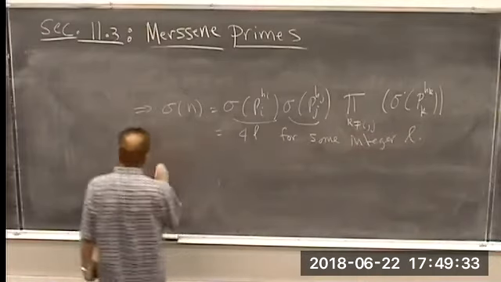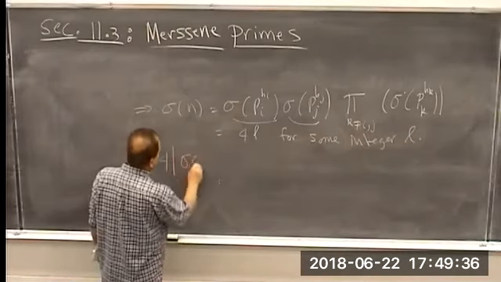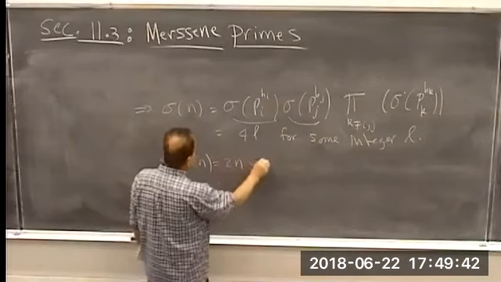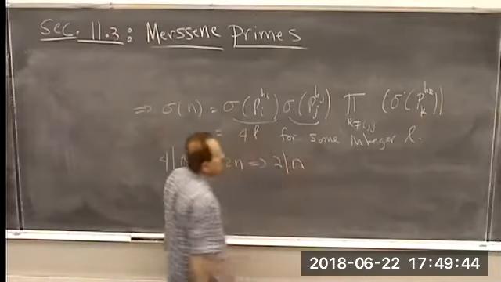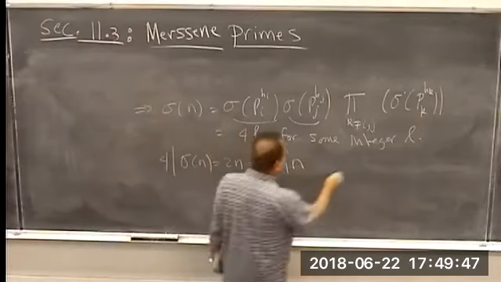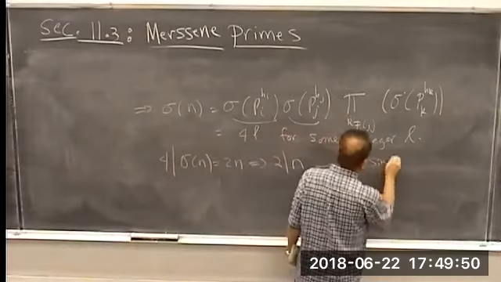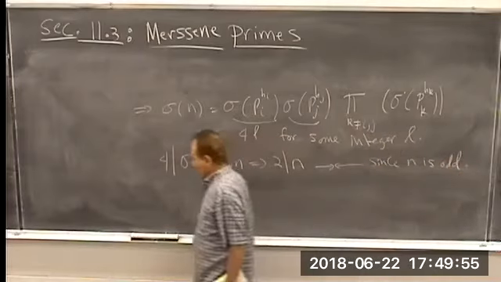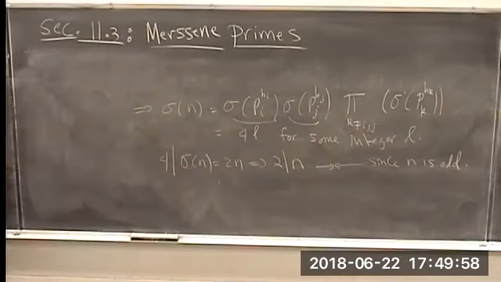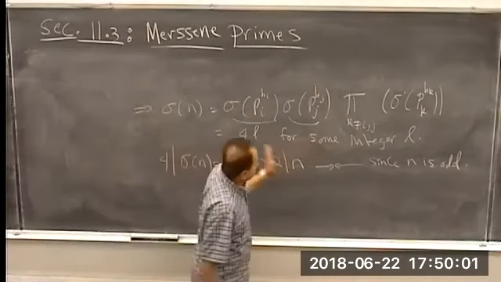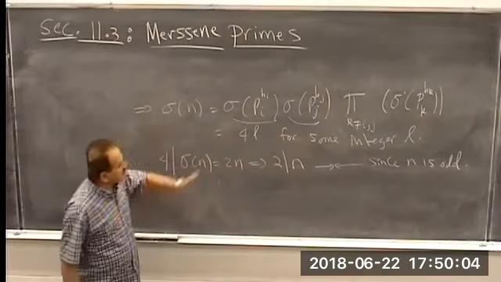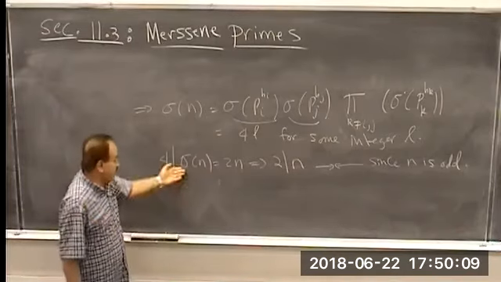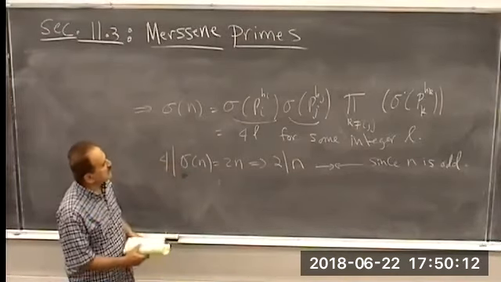Well, this means that 4 divides sigma of n. Well, sigma of n is equal to 2n. So this implies 2 divides n, and this is a contradiction, since n is odd. And this takes care of the case where there are more of them: more even numbers are multiplied out, and it will lead to a contradiction in a similar way. Actually, we can just take 2 of them and it leads to a contradiction.